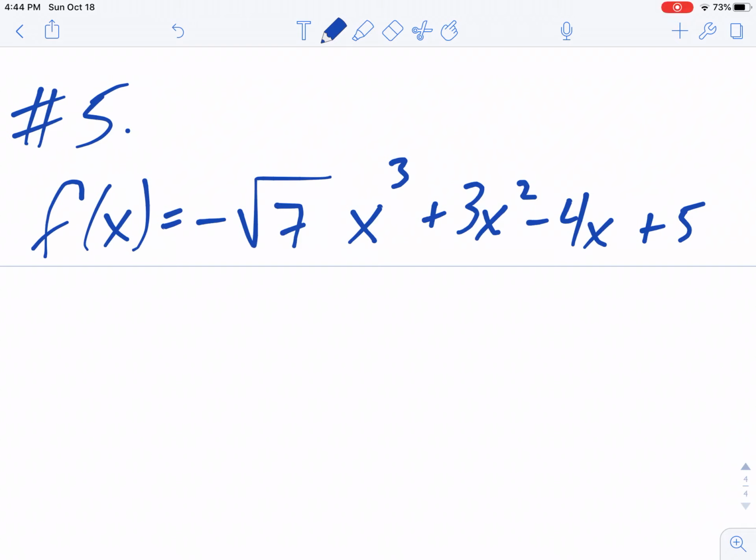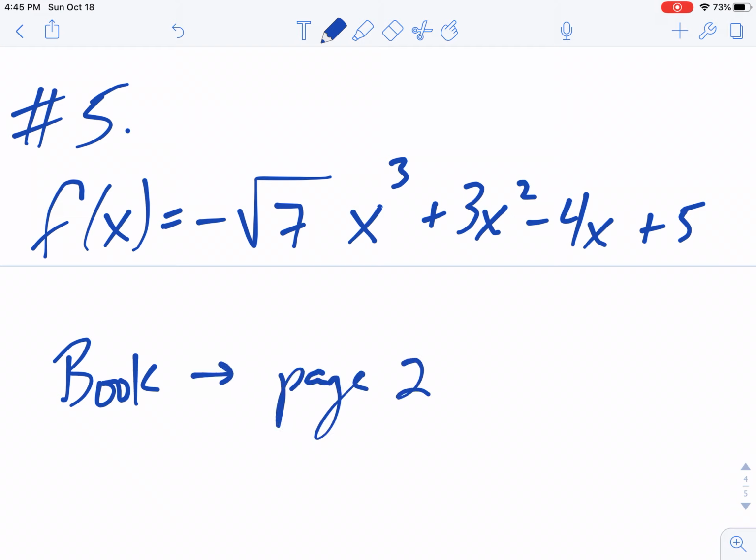Now, number 5 is a multiple choice question on mine, and it's asking you about end behavior. If we were to sketch this graph, what would the curve look like at the right and left sides of the curve, the end behavior? Now, if we were in class together, I would just point this out. It's in the textbook on pages 222, 223.